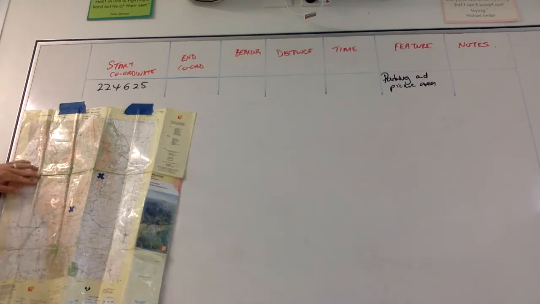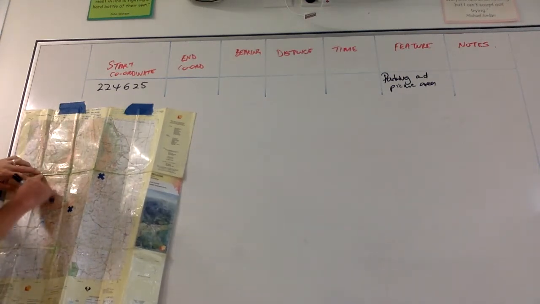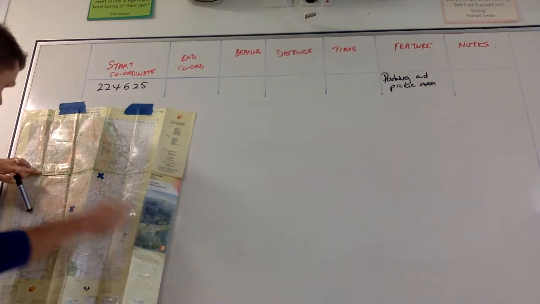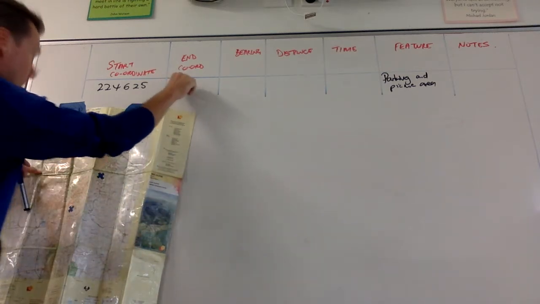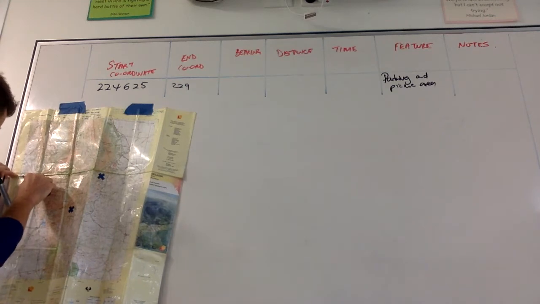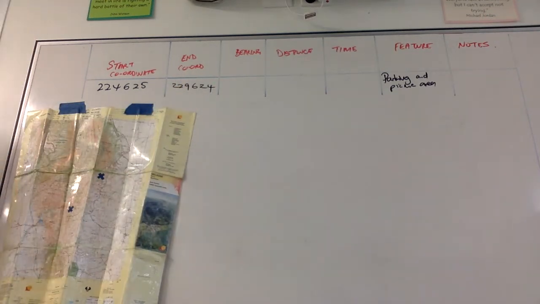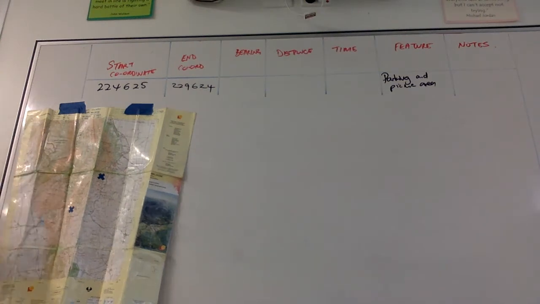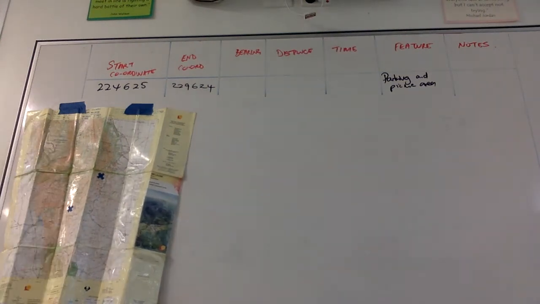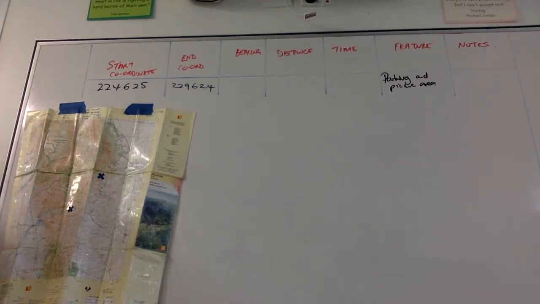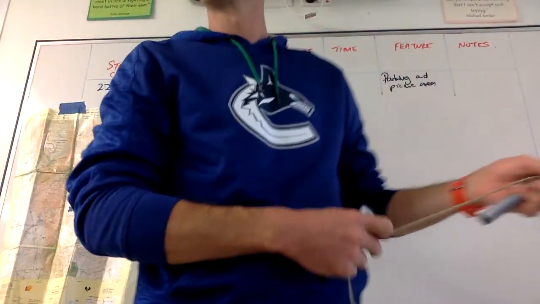What I then want to do is calculate where the end point of that is. So that parking and picnic area, I'd be saying is 229, 229, and then 624. Now, what I then need to do is calculate the distance in between those two. So all this is giving me all the information I need to know that if I wanted to go out there and walk it, I could quite simply do it.